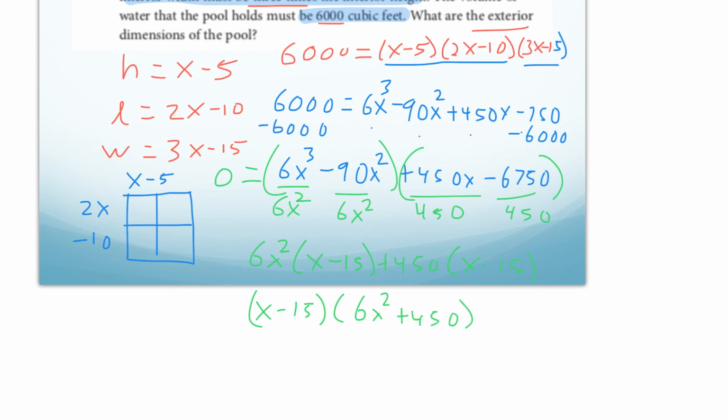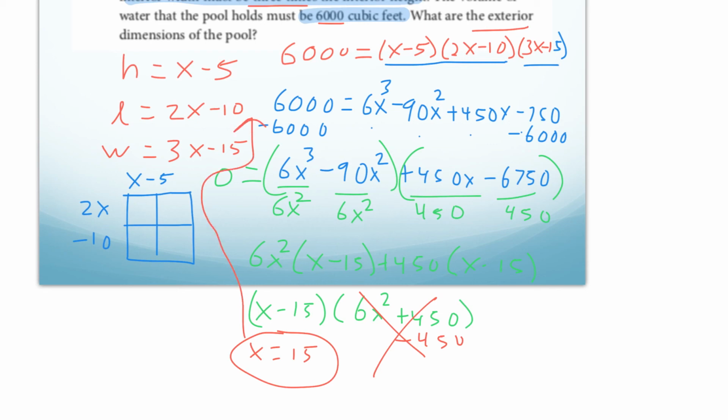Now when I try and solve these two things, this one is going to give me x equals 15. And because the first thing I have to do over here is subtract 450, this one's going to be negative, so this one won't work. So my answer is 15. The exterior dimensions of the pool, the height will be 15. Well, let's put them into these formulas to find the exterior. 15 for the height. So the height is 15, the length is 30, and the width is 45.